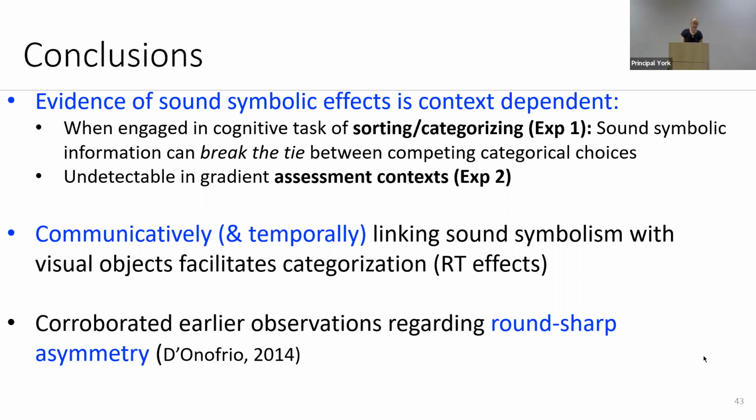We also did find that when we communicatively and temporally link the sound symbolic word to the object, we do get something happening with reaction times as well, contrary to prior work that didn't aim for these kinds of links. And we're seeing repeated effects of this interesting asymmetry in how cues to roundness and cues to sharpness seem to be diverging. And that's something we'd like to think about more.